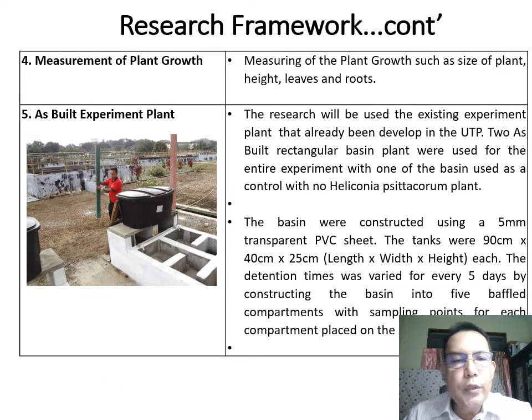Research framework continued. 4. Measurement of plant growth. Measuring the plant growth such as size of plant, height, leaf and roots. 5. As-built experimental plant. The research will use the existing experimental plant that has already been developed in UTP. Two S-bed rectangular basin plants were used for the entire experiment, with one of the basins used as a control with no Heliconia plant.